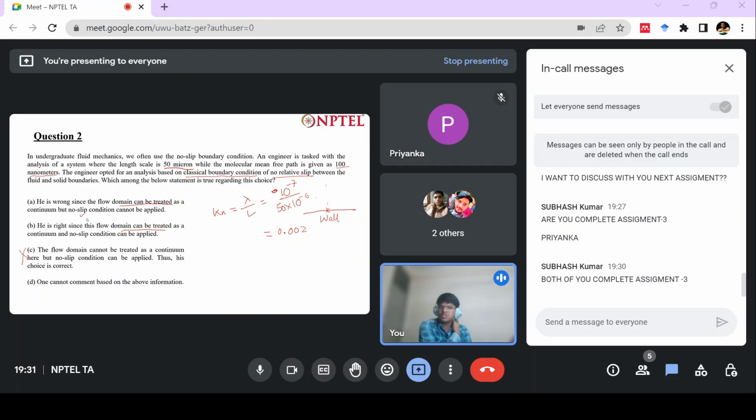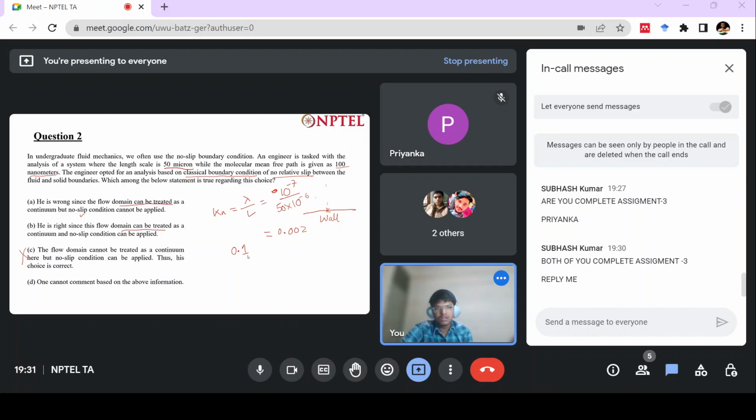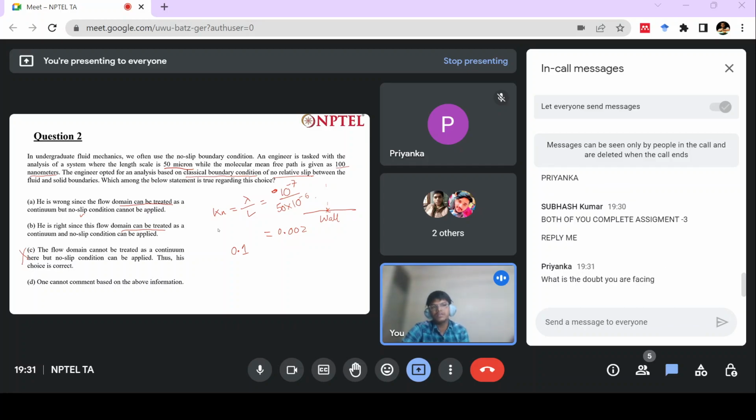For the no slip condition, we also use a very standard rule here. This is a very small Knudsen number, so the no slip condition can be used here. But if the Knudsen number is, for example, 0.1, which is less than 1, the Knudsen number is small, so continuum may be used, at least for water it is generally used. But the no slip cannot be used, because the interactions with the wall are not really well captured if you simply use a relative no slip.